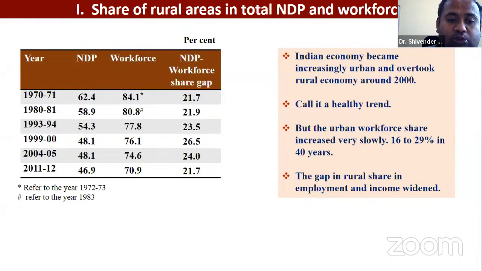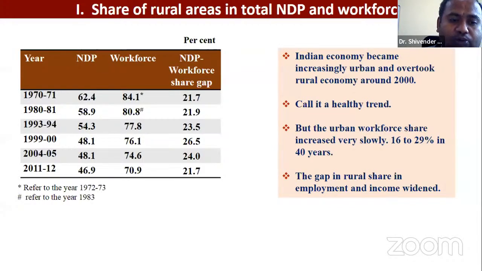So there had to be some migration from low productive regions to high productive regions, and because of that the share of rural areas in NDP started declining, as did the share of workforce. But the pace is totally different. By the year 1999-2000, urban areas had outpaced rural areas in terms of their contribution to output.